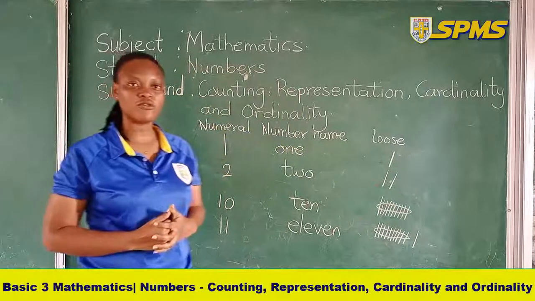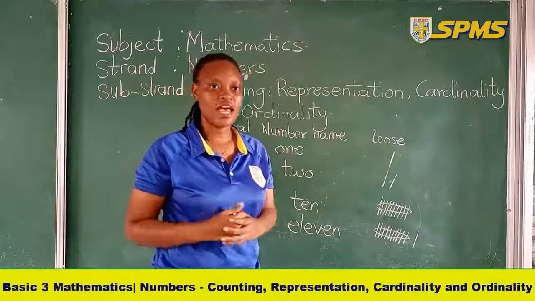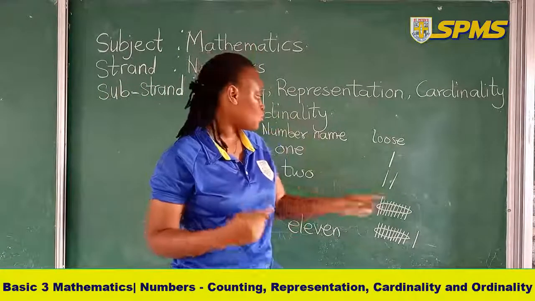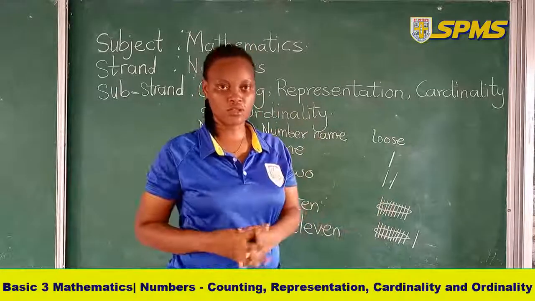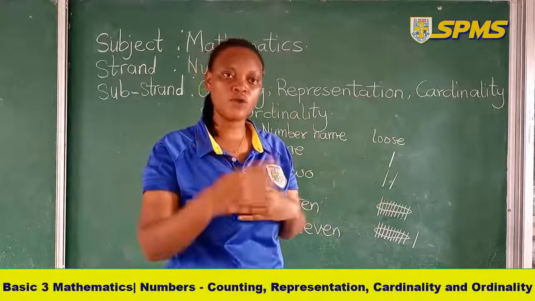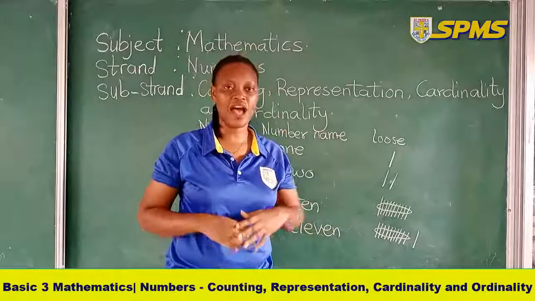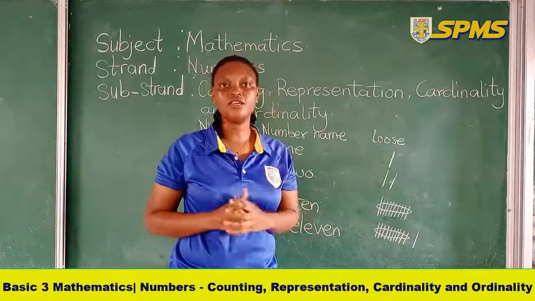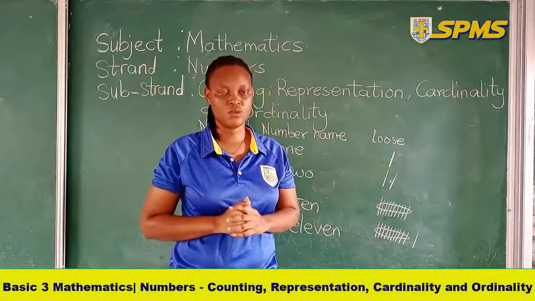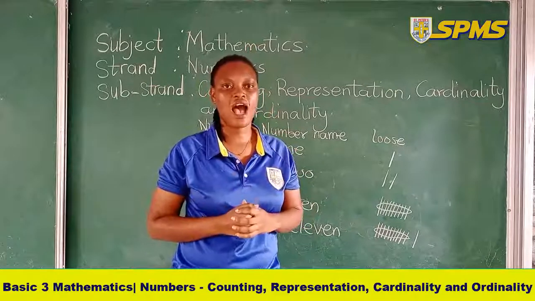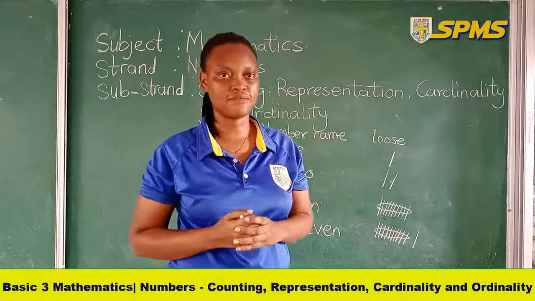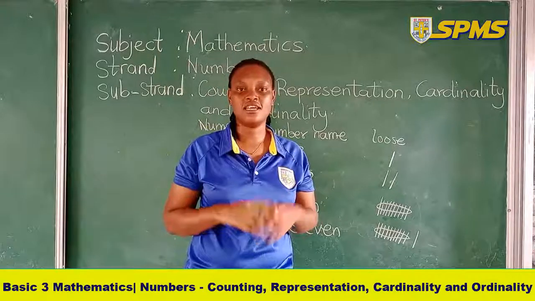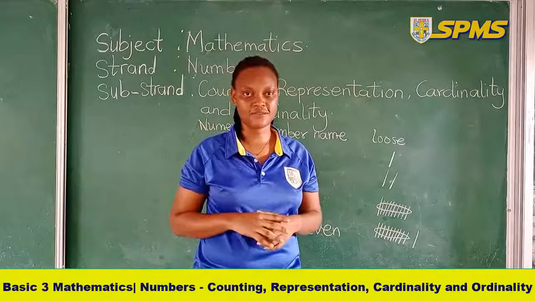12. 12 will take 1 bundle, and then what? Very good. 2 loose straws. So it moves on like that. When we have 13, 1 ten, and then 3 loose straws. We said the loose straws are in what? In ones. Very good. So that is what we learned in our previous class.